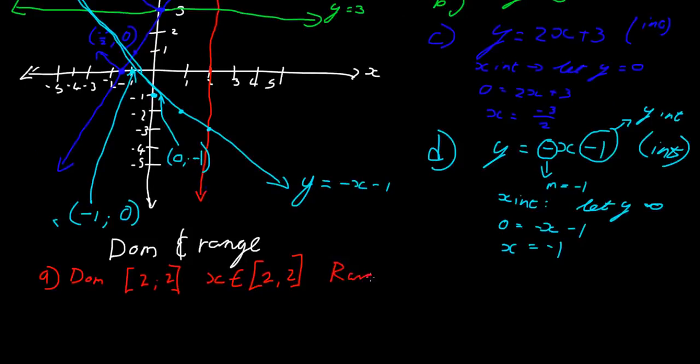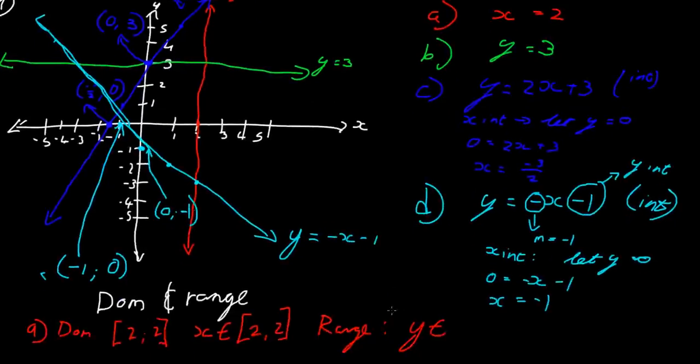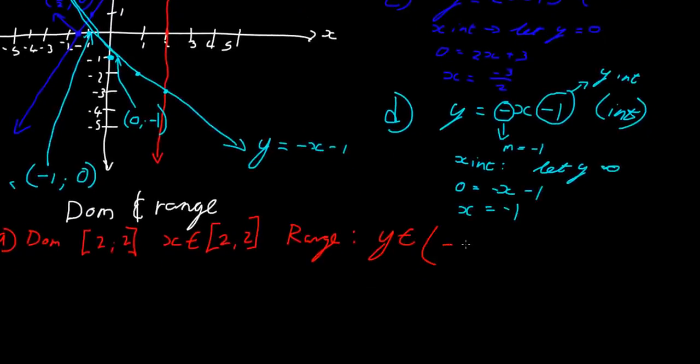Range. Y is an element. And if we look at the line x equals 2, do you see that it goes all the way down to negative infinity and all the way up to positive infinity? So y is an element from negative infinity to infinity. Why did I use the round brackets or the exclusive brackets? Because you can never reach infinity. Okay, so whenever you use infinity, you have to put a round bracket. There's never a square bracket by infinity.